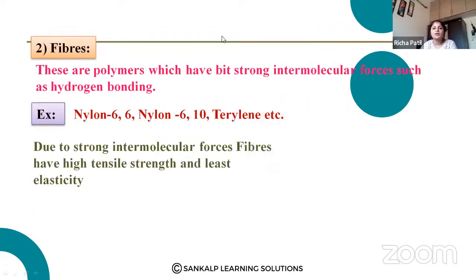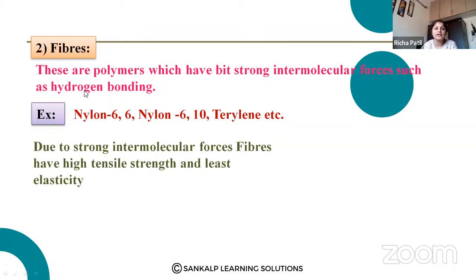Next we'll go to fibers. These are polymers which have strong intermolecular forces such as hydrogen bonding. For example, in nylon they have such strong hydrogen bonding: nylon 6,6, nylon 6. And they have high tensile strength.